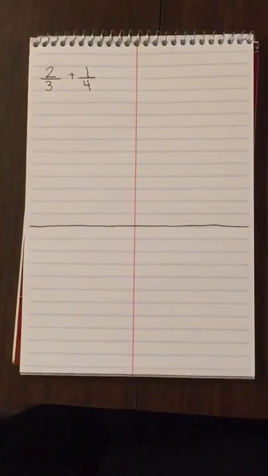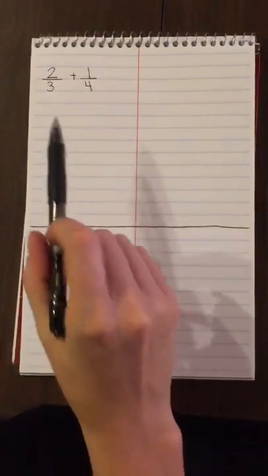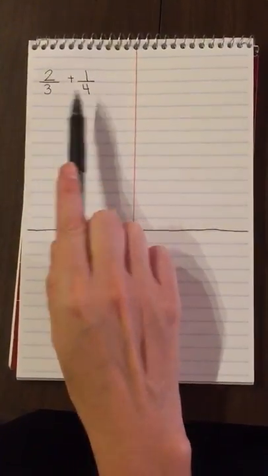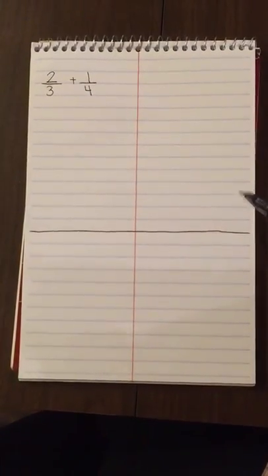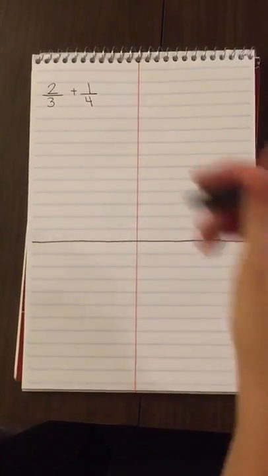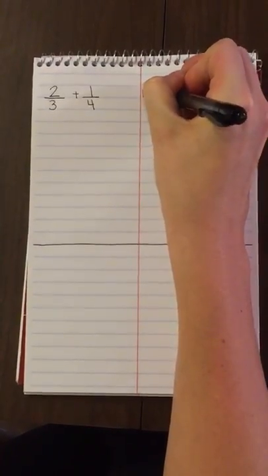All right, so we're going to look at how to add unlike fractions. And we can tell that these are unlike fractions because their denominators are not the same. So the first thing we have to do when we have 2/3 plus 1/4 is to find common denominators. And in order to find common denominators, we have to find our LCM. And LCM is our least common multiple.